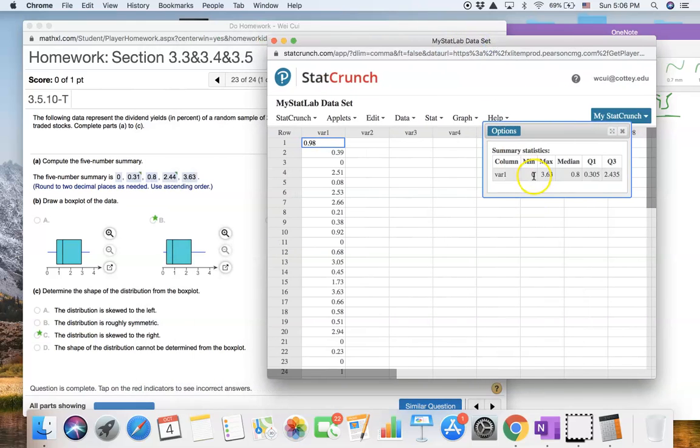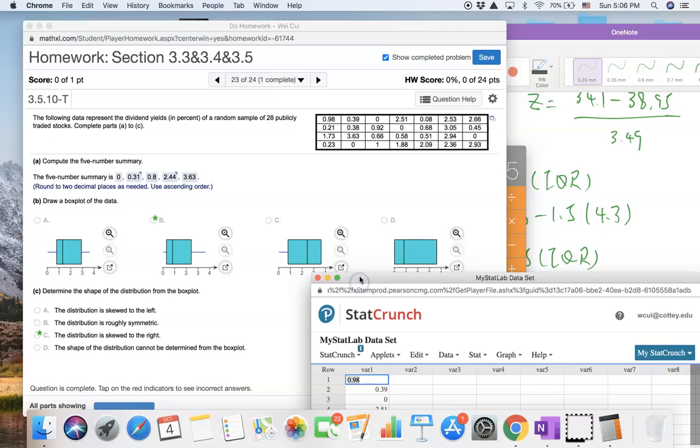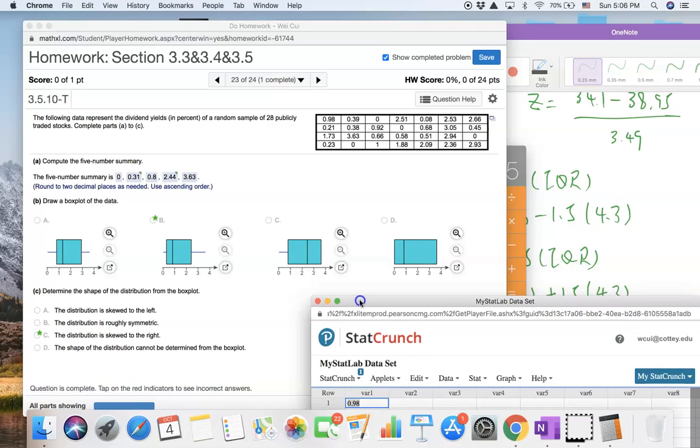Okay. So the minimum is 0, the maximum is 3.63, the median is 0.8, the first quartile, we keep 2 decimal places, so it's 0.31. The third quartile is 2.44. Okay, and then decide which box plot is correct.